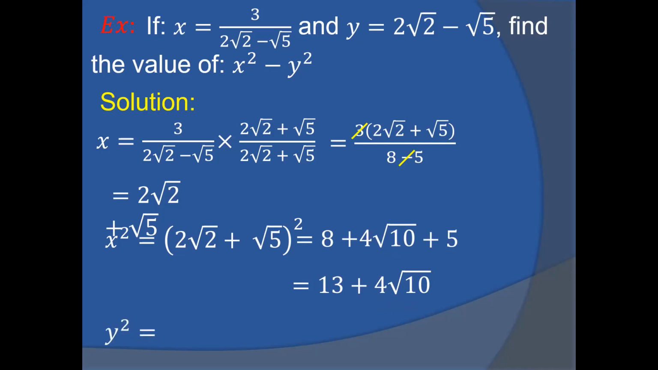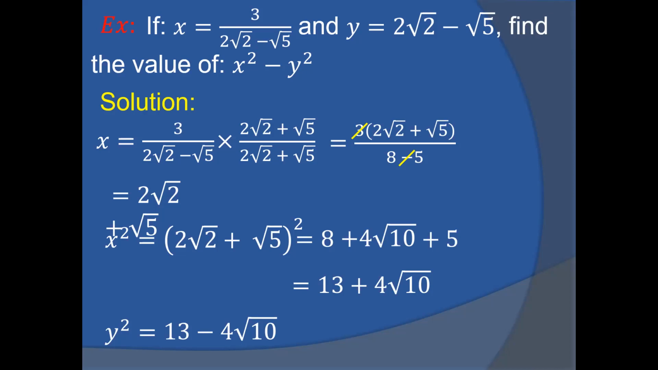Next I make y power 2. Y power 2 will be 2 root 2 minus root 5, and I square it. 2 root 2 power 2 will be 4 times 2 equals 8. And root 5 squared will be 5. So 13. And I'll put negative, and 2 times 2 root 2 times root 5 will be 4 root 10.